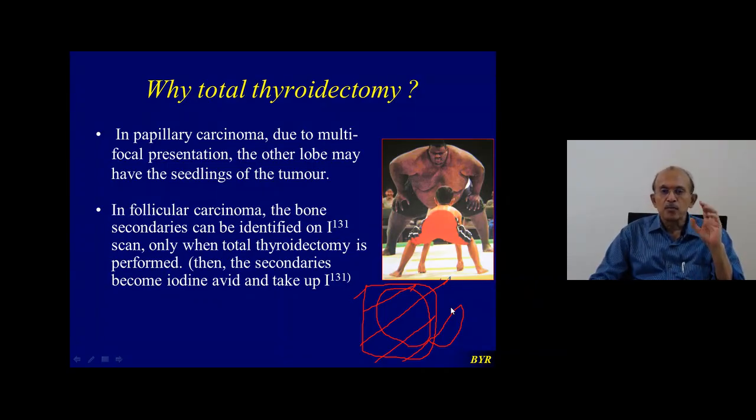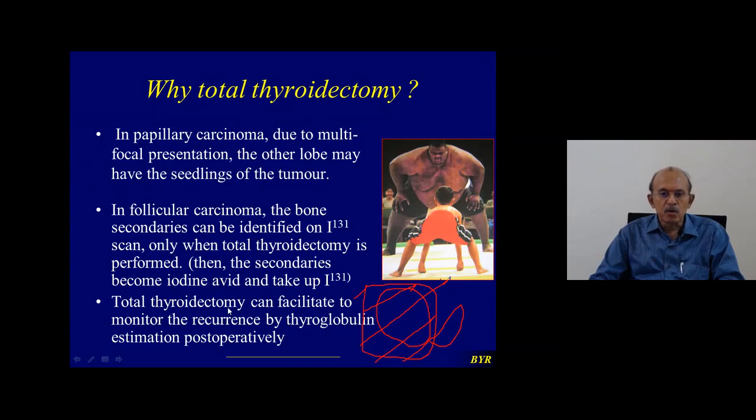So papillary and follicular carcinomas, though they are well differentiated tumors, may have metastasis. To detect those metastases, even though they are occult, you have to take away the whole thyroid gland. Then only those secondaries will manifest. So this is the reason why you do the total thyroidectomy.